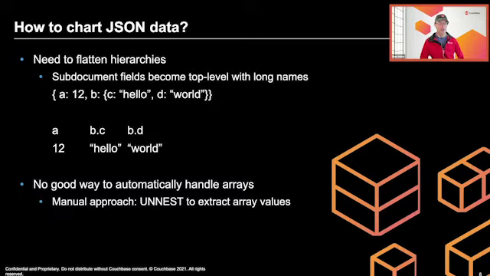Now, unfortunately, there's really no good way to automatically handle arrays because there are a number of different ways they could be interpreted. But you can do a manual approach by simply writing a different query. Take a look at the unnest feature of Nickel as a way of taking array values and linking them to the top-level values. So now I'm going to hand things over to Isha, who did the biggest amount of work in making this charting happen.